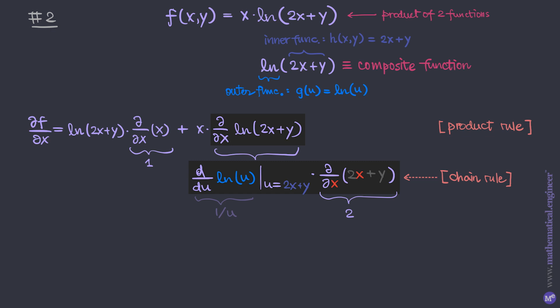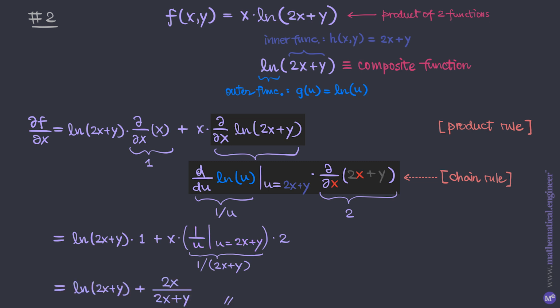Now let's organize what we've gotten so far. Here is the first term. And the second term is x times 1 over u evaluated at 2x plus y times 2. One last step. Plugging 2x plus y into 1 over u, we have 1 over 2x plus y for this part. Finally, we get ln of 2x plus y plus 2x over 2x plus y.